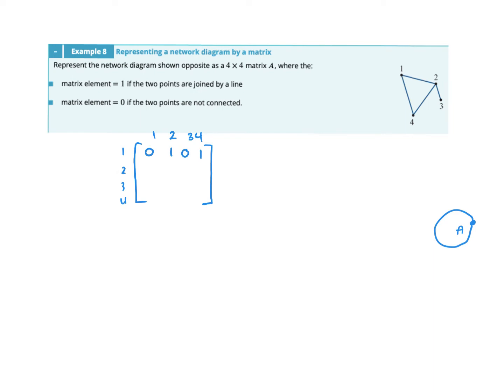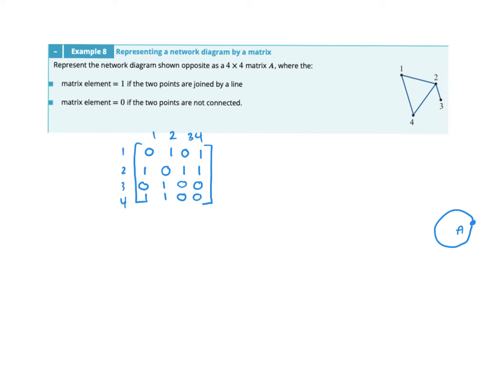And then you just do the same. Between 2 and 1, there's a path. Between 2 and 2, there's no path, so there's no looping there. Between 2 and 3, there's 1. And 2 and 4, there's also 1. And so on. We just keep going between all of them. And the last one, between 4 and 1, there is 1, 4 and 2, and 0 and 0. So that would be setting up a matrix for that situation.